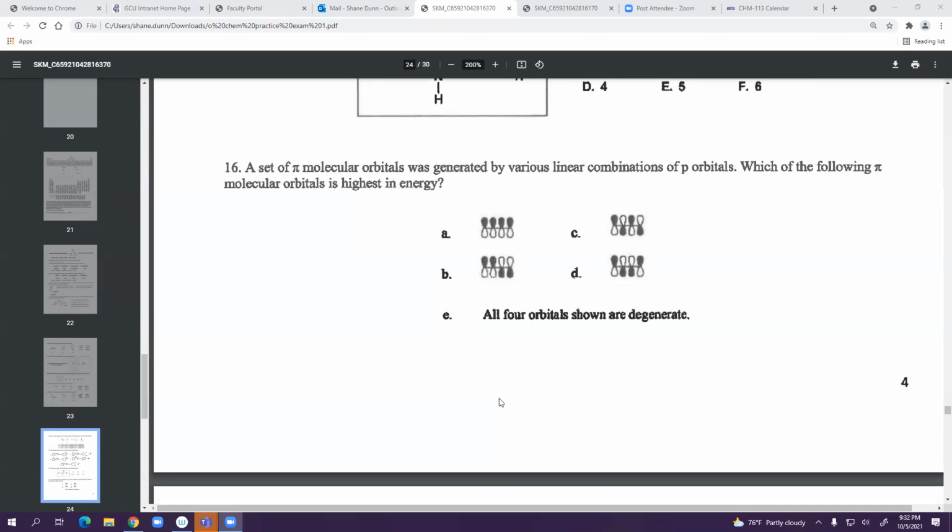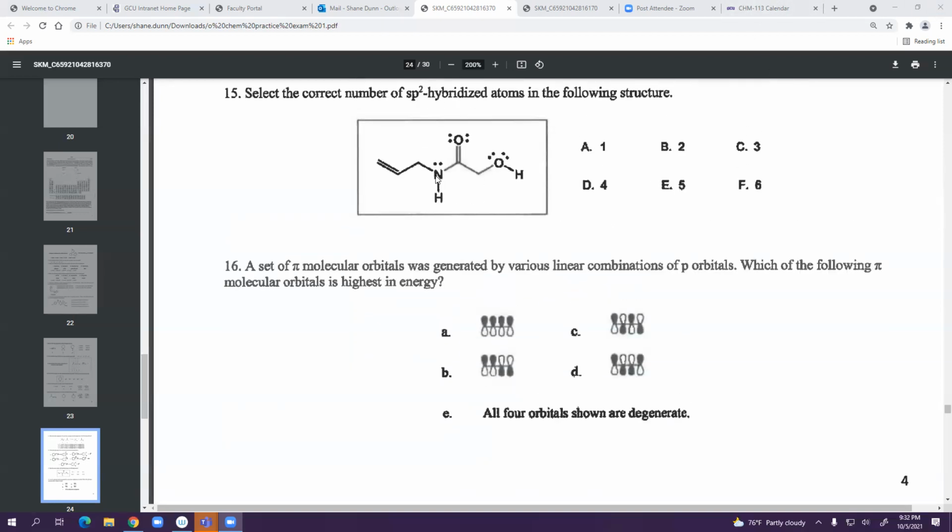Hey Shane, I'm kind of confused about 15. Why was the nitrogen sp2? 1, 2, 3. Oh, you're right, it's not. 1, 2, 3, 4. There's 5, I know that. I just forgot how I got 5. Oh wait, 15? Yeah, 15's E. Itself 1, 2, 3, 4. I'm just missing the 5th one.